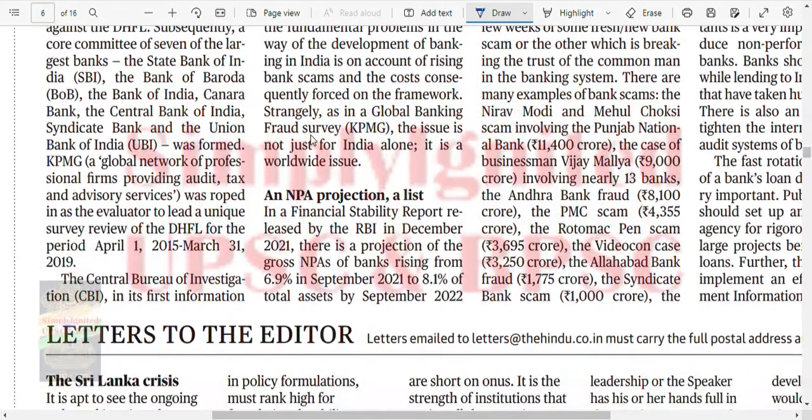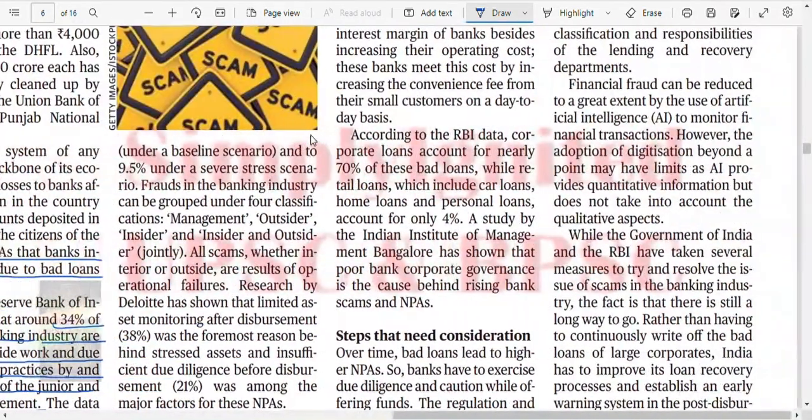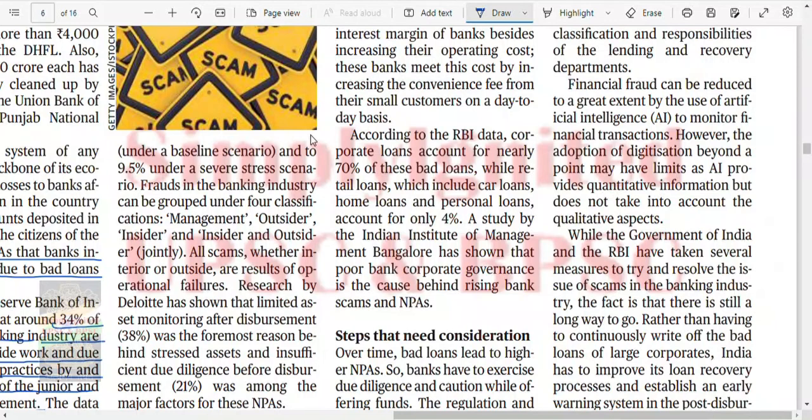In the FSR, RBI projects gross NPA of banks rising from 6.9% to 8.1% of total assets by September 2022 under the baseline scenario, and to 9.5% under a severe stress scenario. Fraud in the banking industry can be grouped under 4 classifications: management, outsider, insider, and insider and outsider jointly. So 4 kinds of frauds are there.